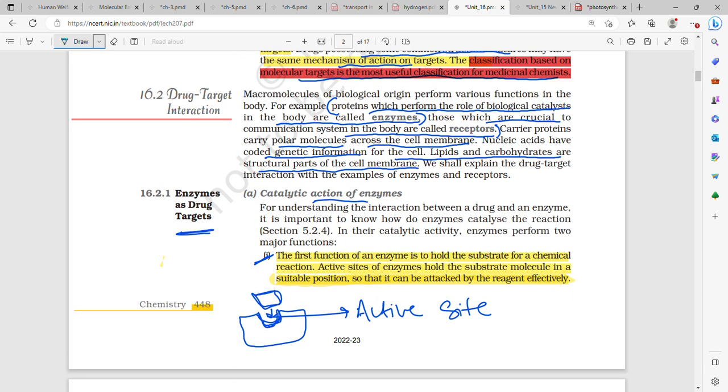Now drug target interaction. Proteins which perform the role of biocatalysts in our body are called enzymes, and those which are crucial for the communication system in the body are called receptors. What are carrier proteins? They carry polar molecules, that is hydrophilic molecules, across the cell membrane. Nucleic acids code genetic information for the cell, and lipids and carbohydrates are structural parts of the cell membrane.